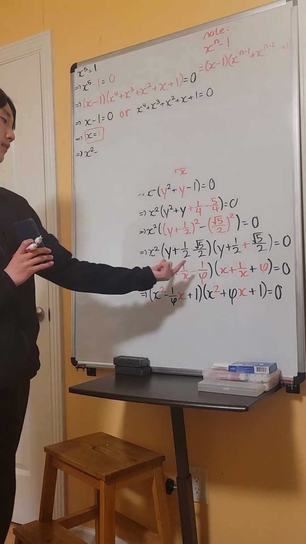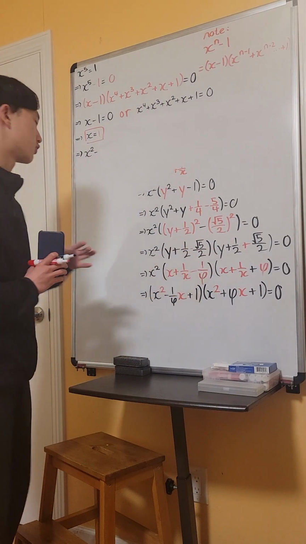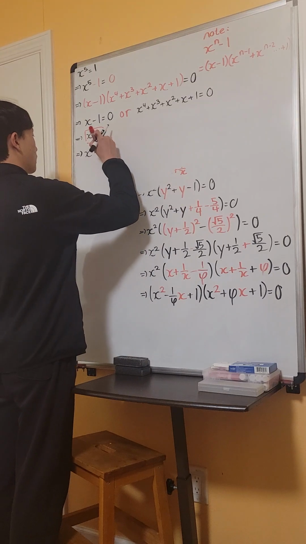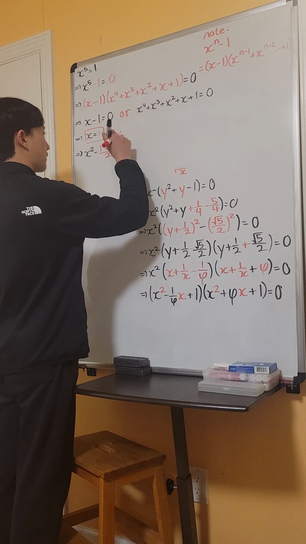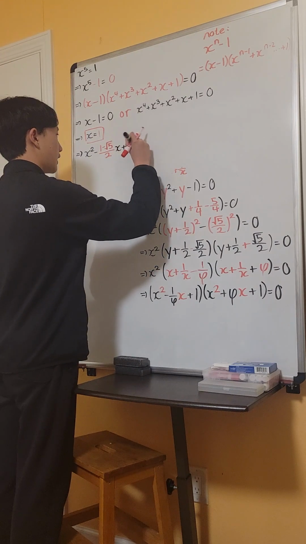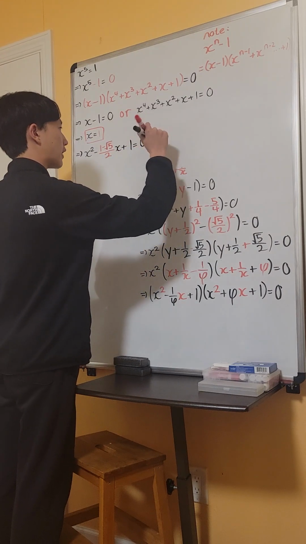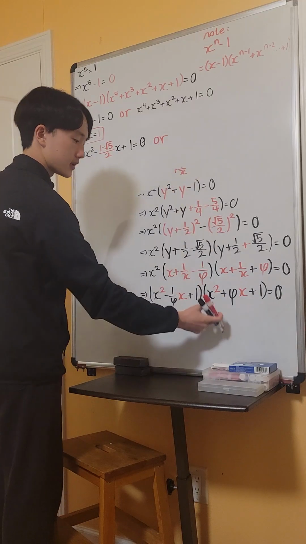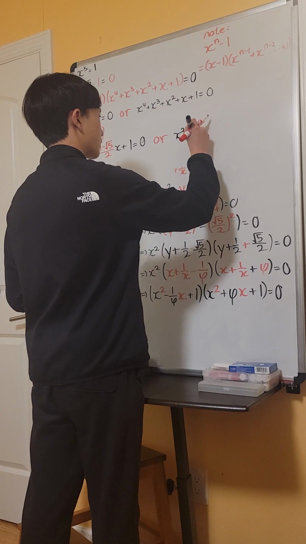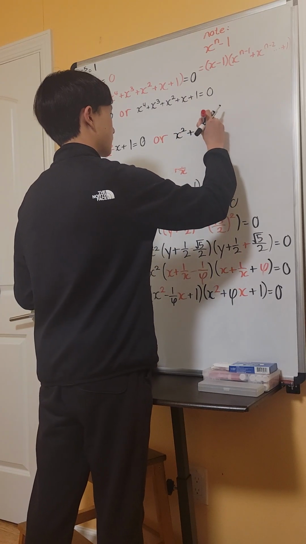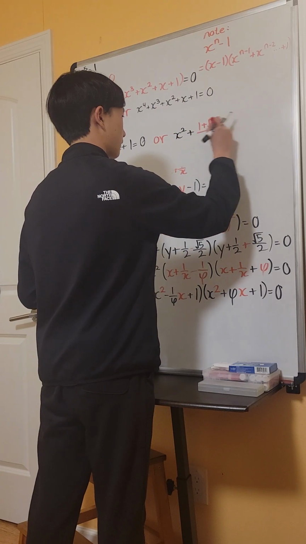So remember, this originally was 1 minus root 5 over 2. So we're going to write this as 1 minus root 5 over 2. Don't forget we have an x multiplied in and then a plus 1, and this is equal to 0. And then we have or, because this one can also be equal to 0. And same idea with this one. I'm also going to rewrite phi as the exact form.